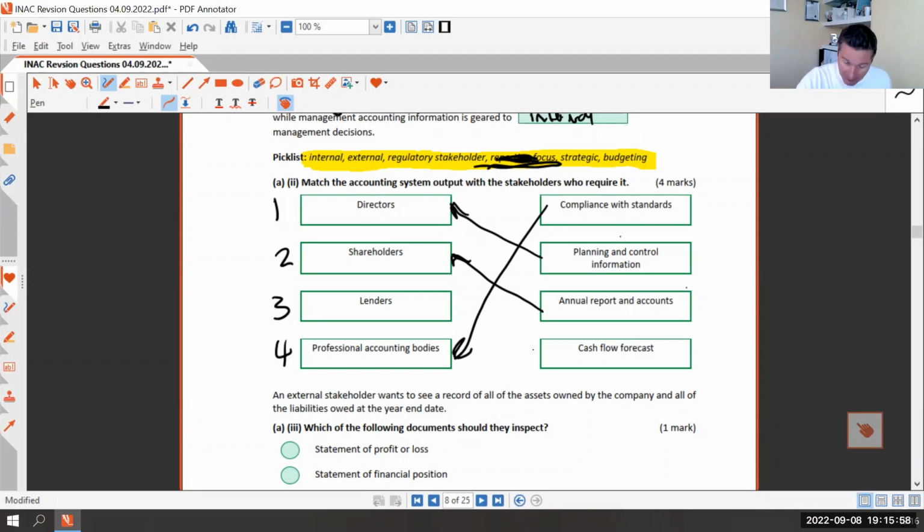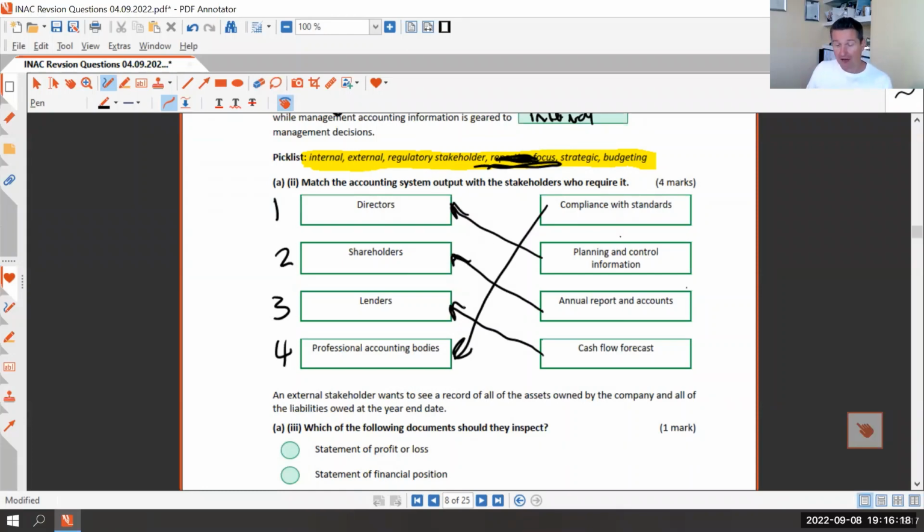But a cash flow forecast is the sort of thing a bank or a lender would be interested in. A bank or lender is obviously not going to share it, and they're only using it because they're going to lend you money. So a lender would want to see what you're going to get in, what you're going to expend, and can you afford to repay me?